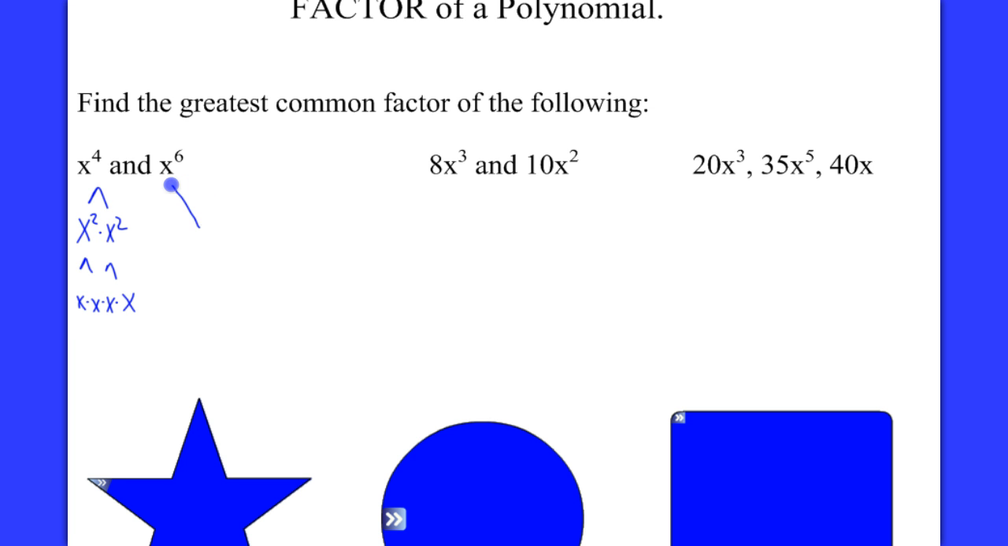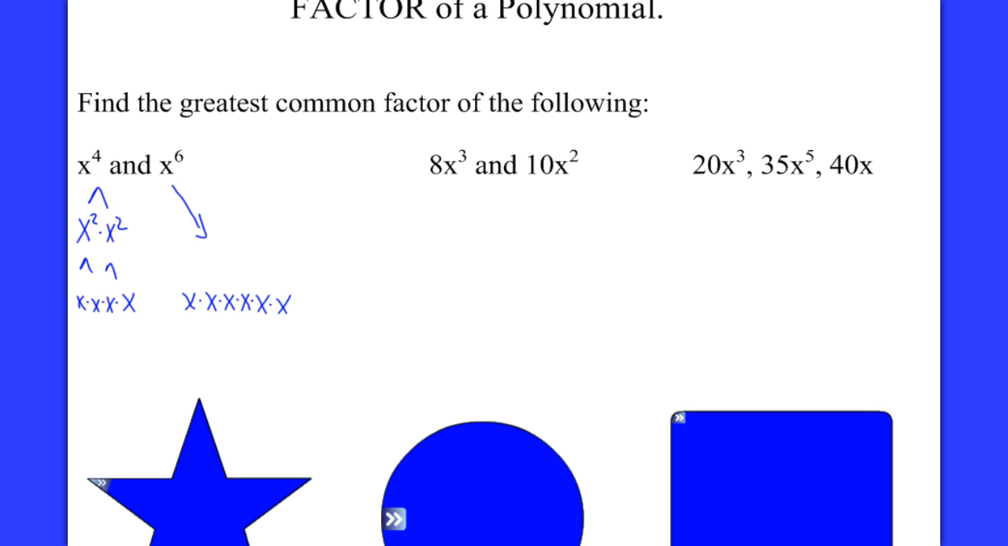So you kind of hopefully can see where we're going with this. If I did the same thing with x to the 6th, I would have x times x times x 6 times, right? So go ahead and write that out on this one. 1, 2, 3, 4, 5, 6. Okay, on this example here. And then if we ask ourselves, well, what do they have in common?